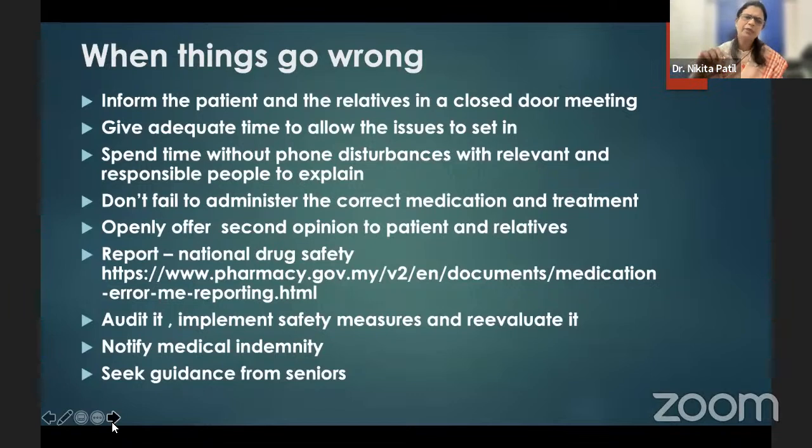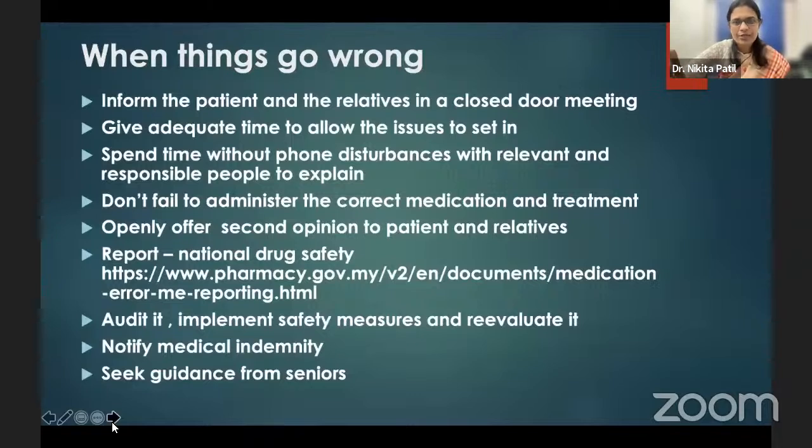Yes, many a time even disconnection of the tube while shifting, while changing position occurs. And we fail to understand what has gone wrong. We think that the alarms are telling us something continuously, that this error is there in the machine. But no, pay attention to the alarms, treat them, correct them. Openly offer a second opinion to patient and relatives.